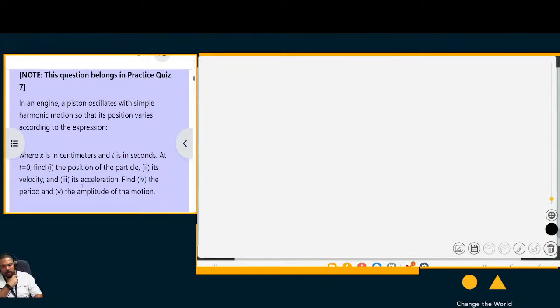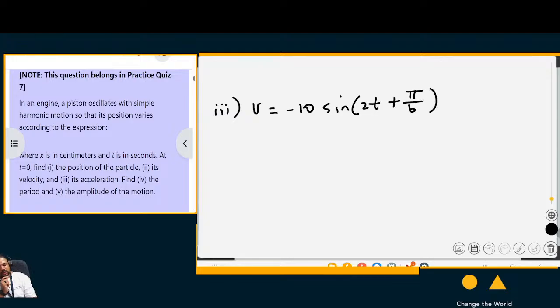So, moving on. Number 3. At time naught, find the acceleration. Here they want the acceleration. So all you need to do is take your formula for velocity, which is negative 10 sine(2t plus pi over 6). That's your velocity. And for the acceleration, you just find the derivative with respect to time of that formula, 2t plus pi over 6.